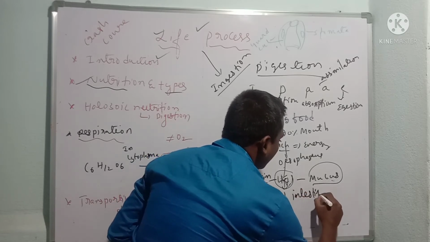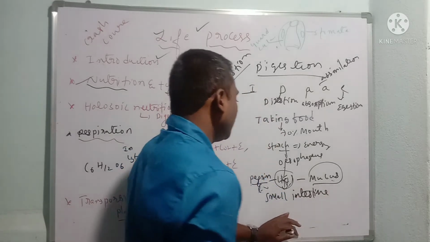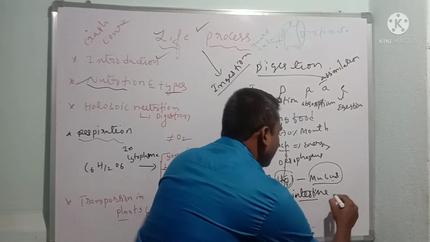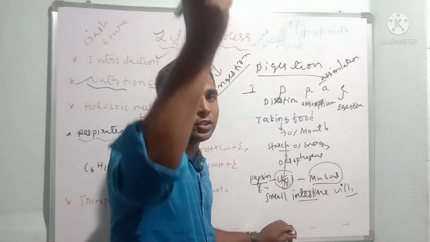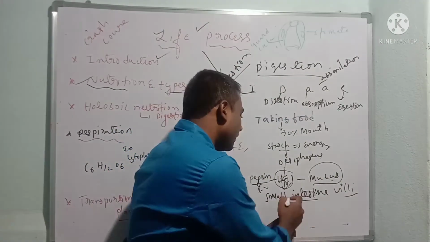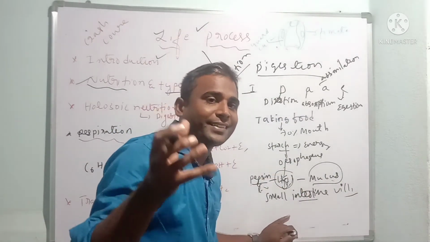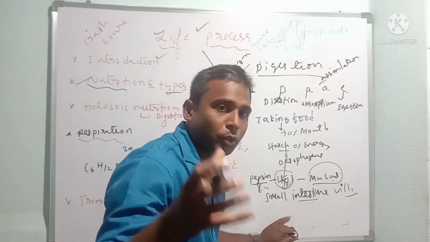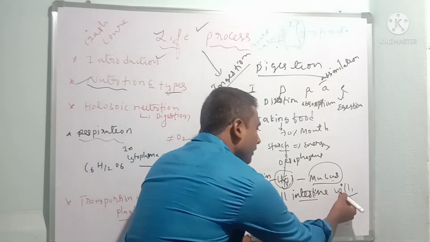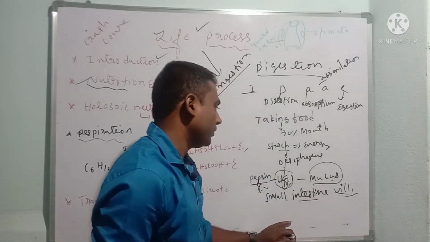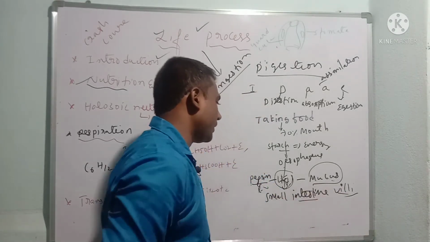So in the small intestine, what is going to happen, children? Dear students, here there is a presence of a special part, villi, finger-like structures, which are going to absorb the food. Here it is going to absorb essential carbohydrates, proteins, amino acids, etc., by using villi. Okay, this is about the small intestine.